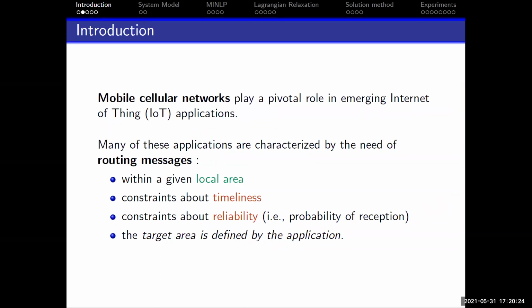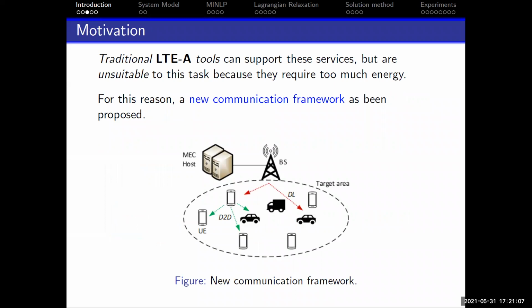So, a little bit of context. We're talking about mobile cellular networks, which today play a very important role in emerging IoT applications. The characteristic of these applications is that they need to route messages in a local area, which is not too wide. But we have constraints about timeliness and reliability. By reliability, I mean probability of reception of these messages. Usually the target area is defined by the application itself. Traditional LTE tools can indeed support these services, but they are rather unsuitable because they require too much energy.